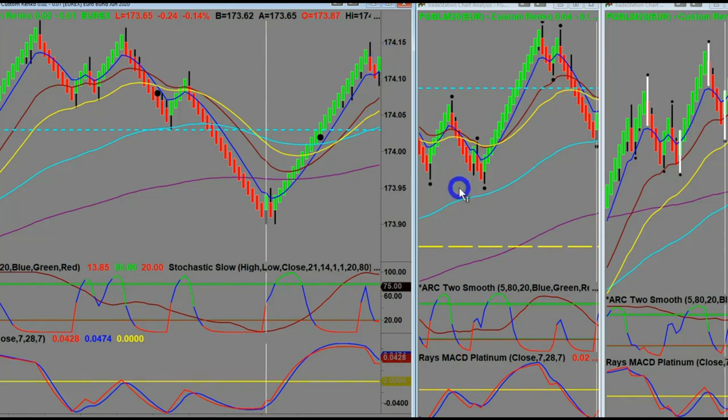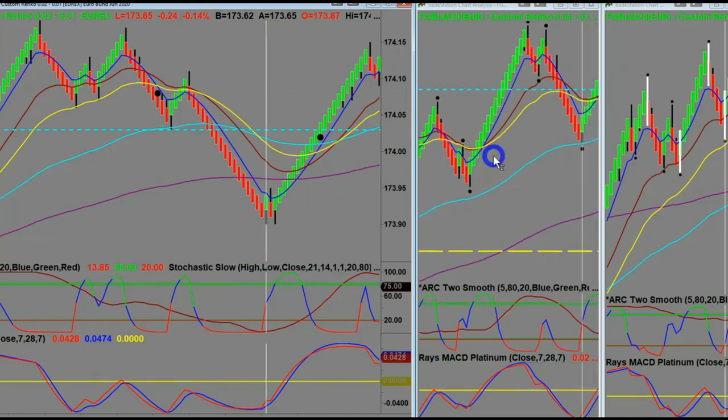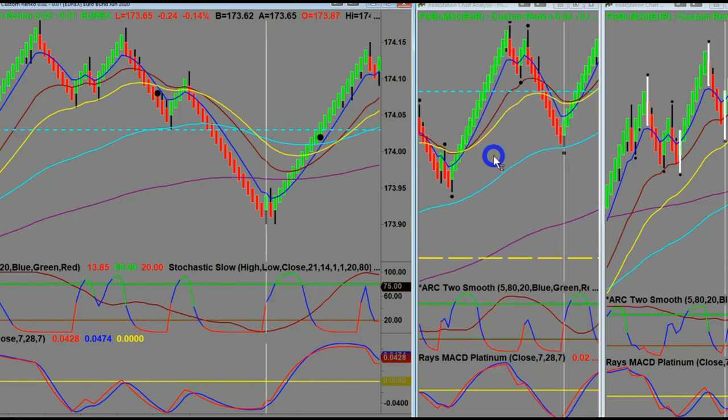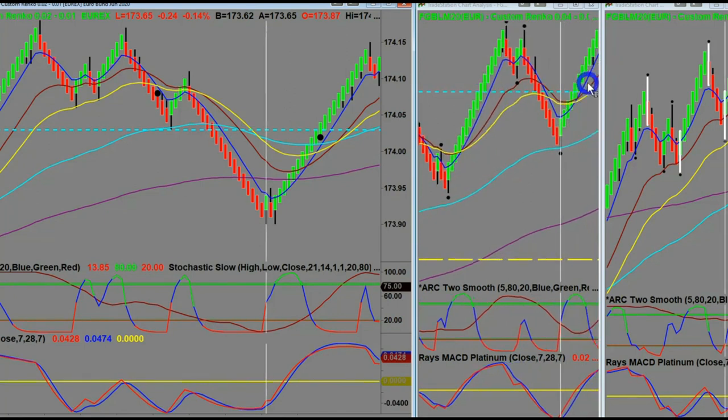Okay, so here we're in a definite uptrend. If I scroll that along there, you'll probably see a tail. There it is there. See that tail? Well, it's hard for you to see actually, but there's actually a tail there. That is that little glitch just there.